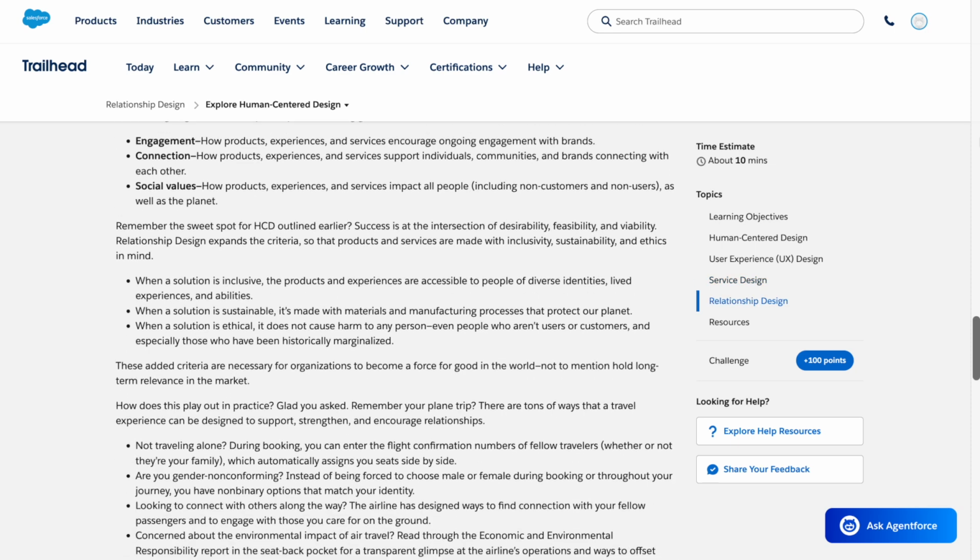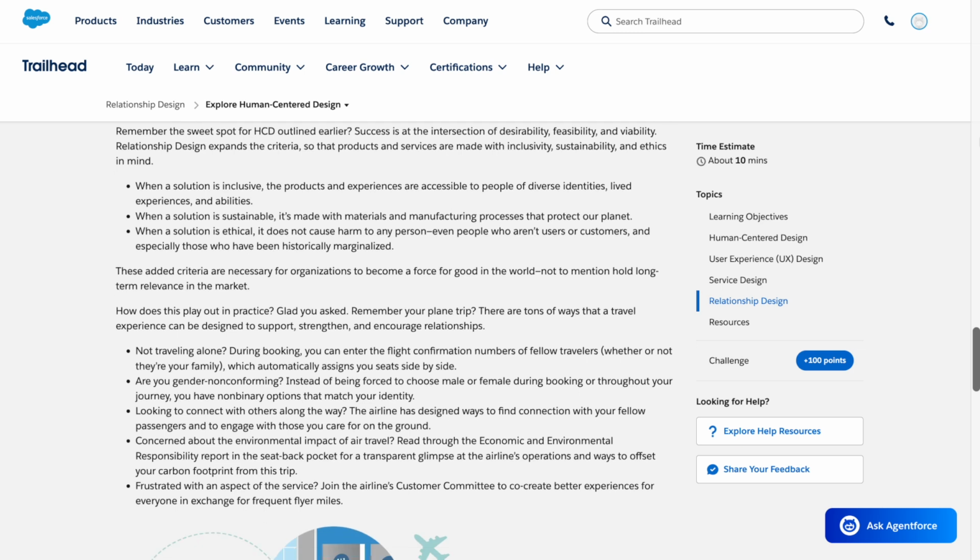Remember the sweet spot for HCD outlined earlier? Success is at the intersection of desirability, feasibility, and viability. Relationship design expands the criteria so that products and services are made with inclusivity, sustainability, and ethics in mind.